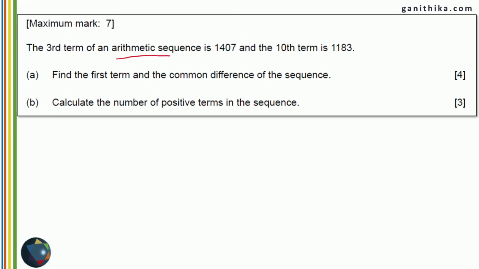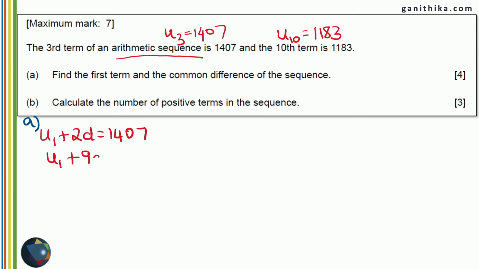The third term of an arithmetic sequence is 1407, which means U3 is 1407, and U10 is 1183. Making the simultaneous equations with this. Now I'm going to read the question. Find the first term and common difference, which is nothing but solving these 2 simultaneous equations.